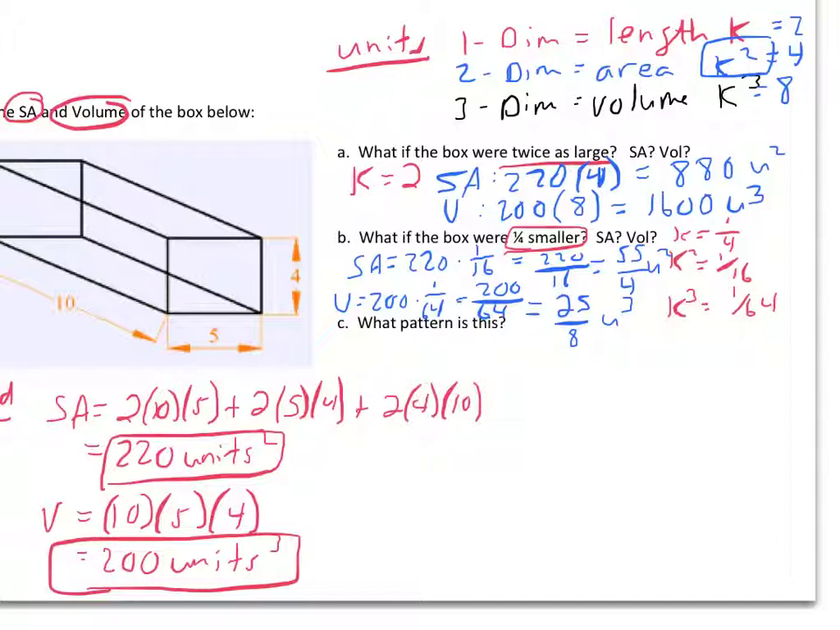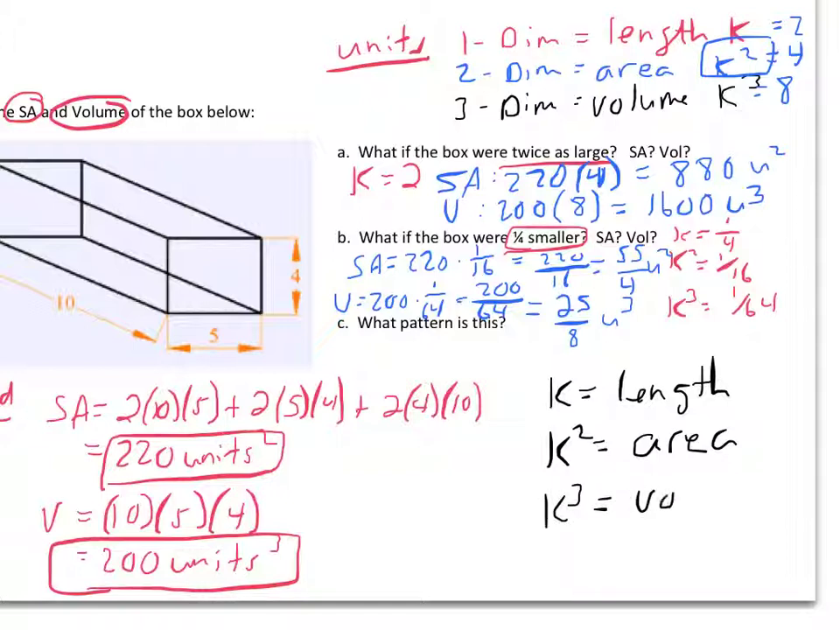Well, in closing, if K is the scale factor and we're going to find a difference in length, it would be multiplied by K, but if we're talking about area, we would have to use K squared, and if we're talking about volume, we would have to use K cubed. So very similar to past lessons. And this ends lesson 8.3, video 5.